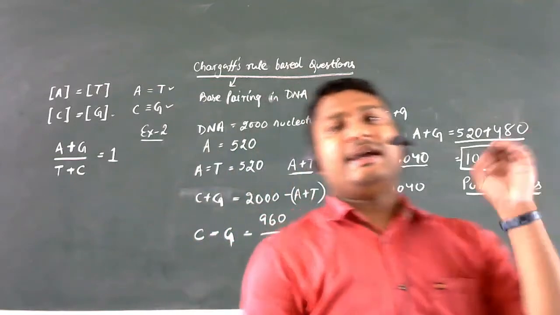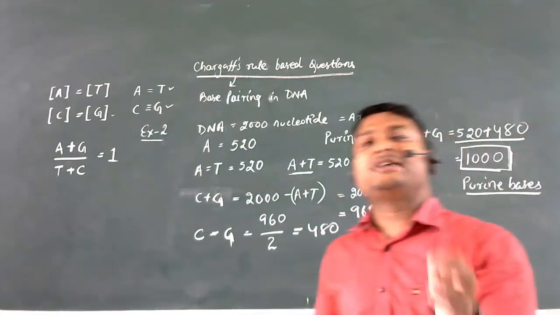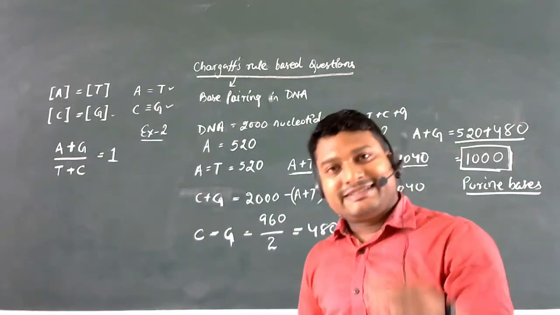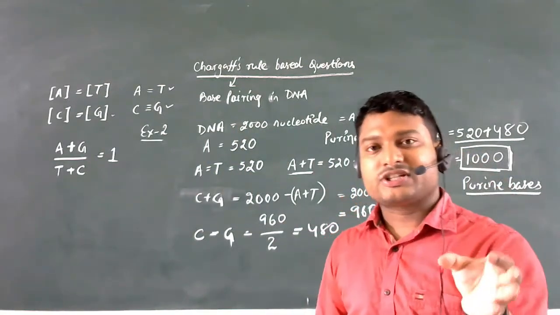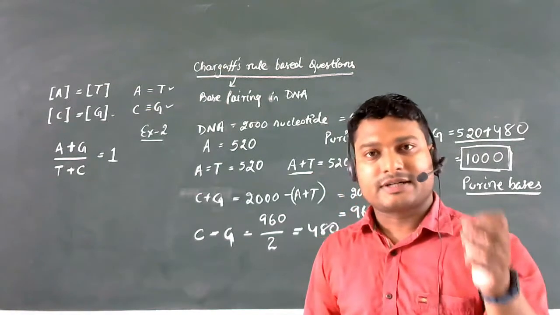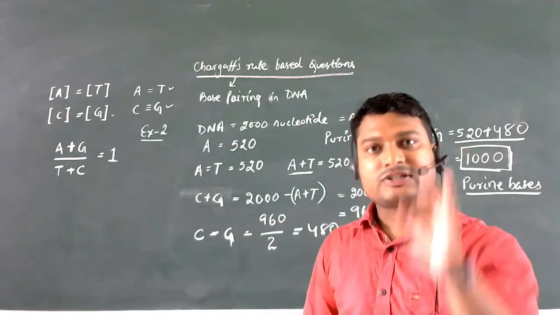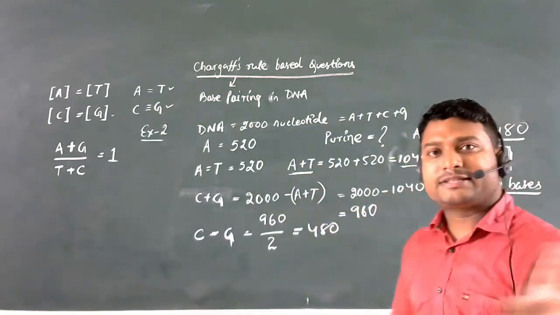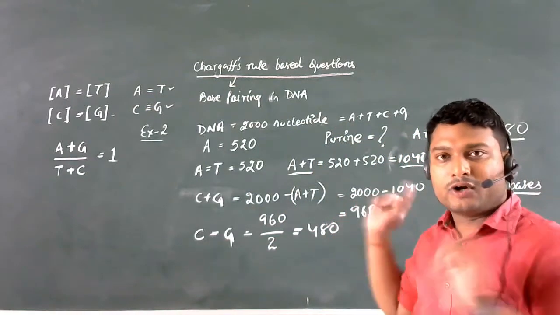Very simple, same process you have done, and we are using the same basic formula of base pairing. A equals T, because A is going to double hydrogen bond with thymine, and C equals G. The concentration of C equals the concentration of G, or the number of nucleotides of C and G is going to be equal, because C triple hydrogen bonds with guanine. So based on that only we have been solving all of these. I hope you are clear with this.